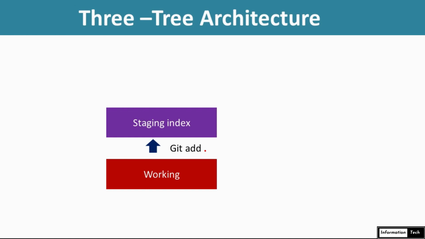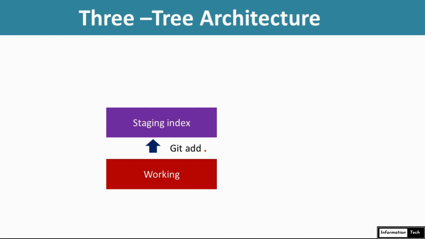While the files are in the staging index, Git has sight of them. So now they're being watched by Git. At this stage, the files will be green. They would have turned green. That means Git is watching them. At this stage, they are not yet committed to the repository, so other people cannot see the changes or the files.